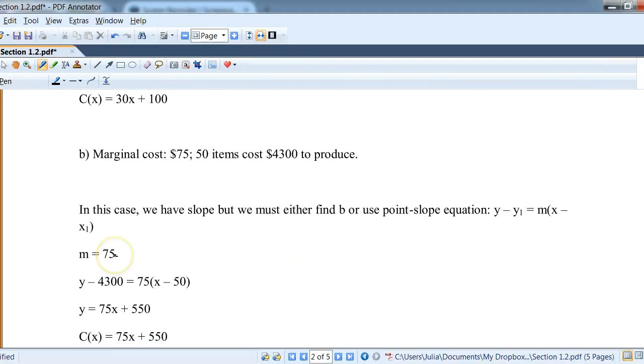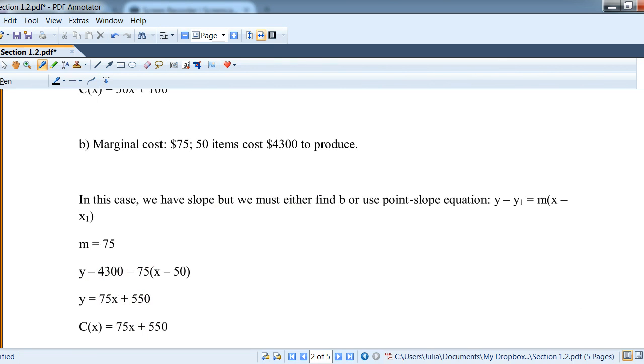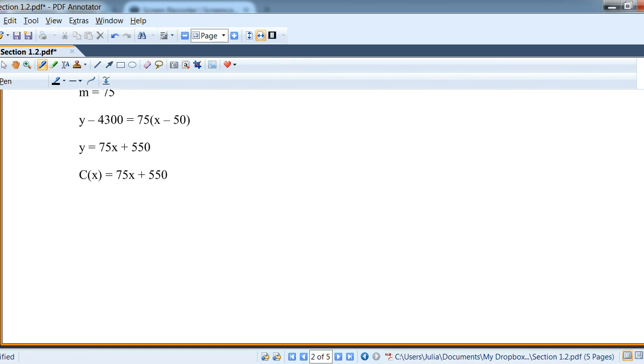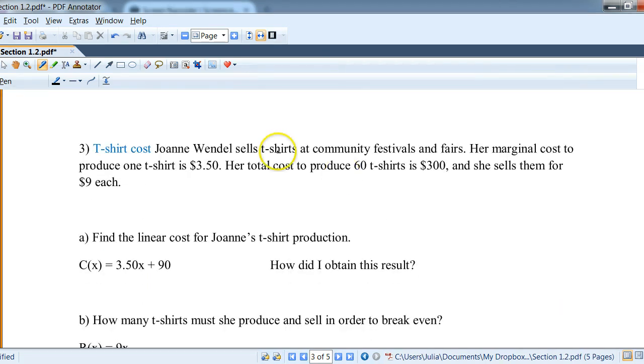So if the slope is given and I plugged in the point, because we're given the slope and the point, it makes sense to use the point-slope equation. y minus y1 equals m times x minus x1. So if we plug this in and we solve for c of x, we obtain 75x plus 550. Now let's keep going. What if we have this situation?